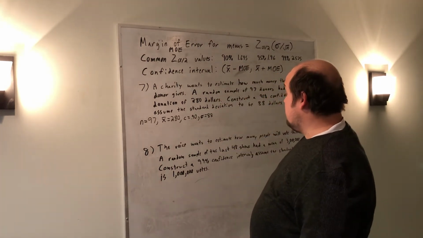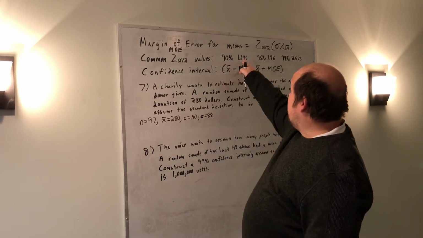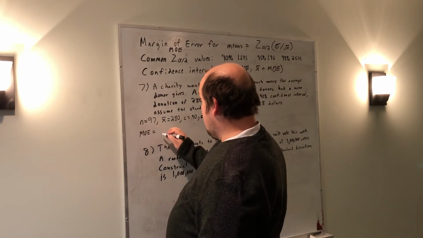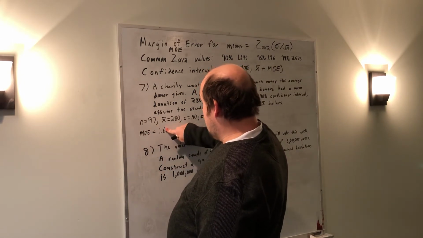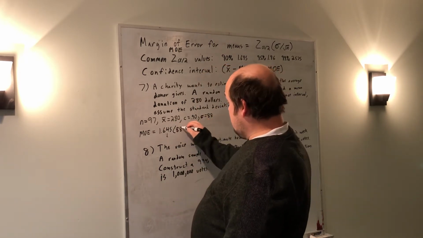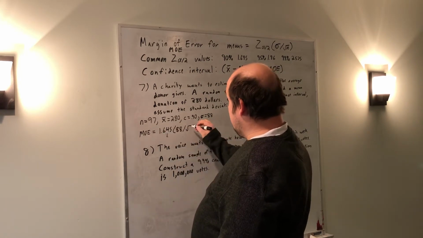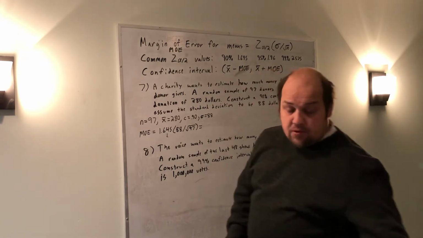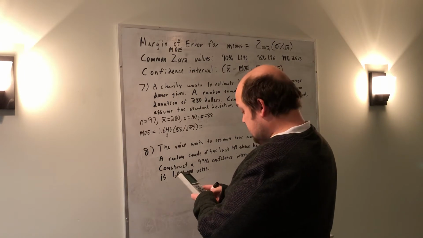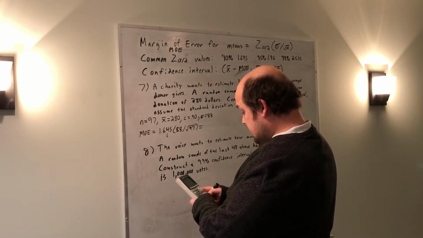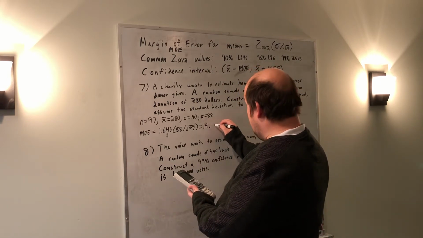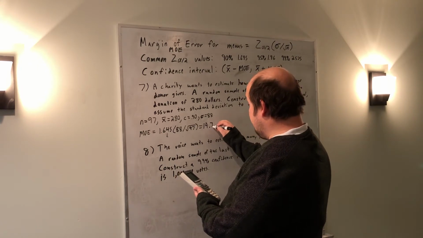So here, for 90% confidence, my margin of error should use 1.645. So when I'm calculating margin of error, I should be doing 1.645 times sigma, which was given to me as 88, over the root of n, which was given to me as 97. When I put that all into my calculator, 1.645 times 88 divided by the root of 97, I get a margin of error of 14.698, which I'm going to call 14.7.